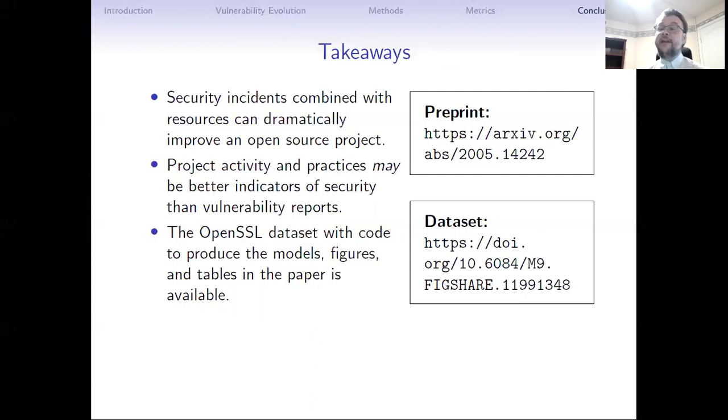Finally, the OpenSSL dataset for this paper, along with the code used to produce the models, figures, and tables in the paper, is publicly available at the URL on this slide. The paper itself is available as a preprint.